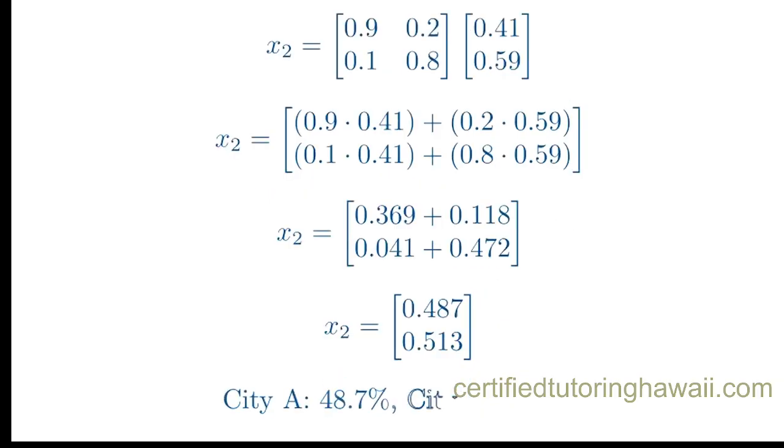After 2 years, 48.7% of the population is in City A and 51.3% is in City B. You can see the distribution is continuing to shift towards City A. This repeated multiplication allows us to predict the future population distribution over any number of years.